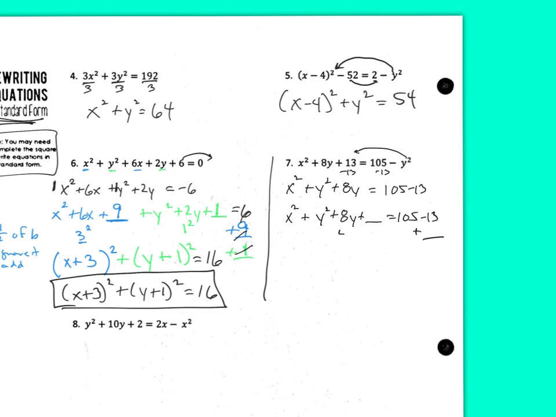So half of 8 is 4. 4 squared is 16. We add 16 to both sides. This will be a little easier to add. So we get x squared plus letter, first sign, number you squared, which is why I wrote it down, quantity squared. Over here, this is 3. 105 plus 3, 108.